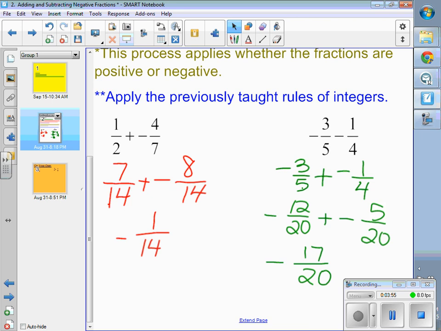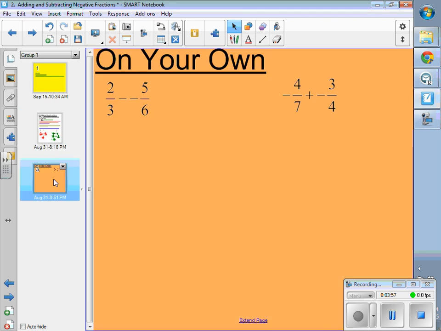Now on to our next screen, where we have 2 problems you need to do on your own, and then come back and do them with me. So copy these down onto your paper. 2/3 minus negative 5/6, and the other one is negative 4/7 plus negative 3/4. I, of course, am going to keep doing this so your video is not 20 minutes long.